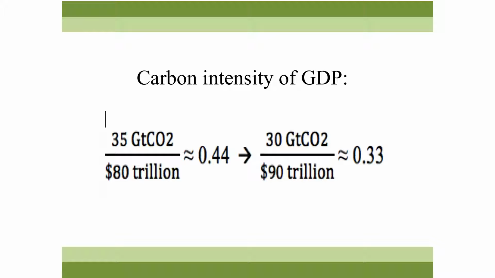And what we would like to have happen is that the numerator gets smaller, CO2 emissions go down, and we would like for the global GDP to rise, so we would like for that ratio to get smaller. So smaller is better, and the more negative it goes, better still.